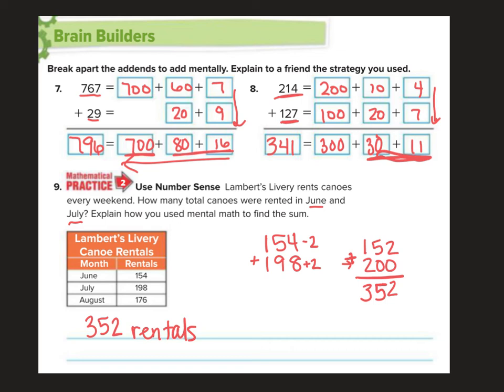Okay. And then it says explain how you use mental math to find the sum. My explanation is my work. So I showed very clearly in my work how I did everything. So if you show really good work, then your explanation becomes easy for some problems.